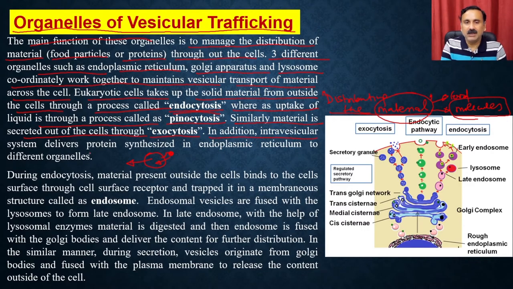In addition, the intracellular system delivers the proteins synthesized in the endoplasmic reticulum to the different organelles. Apart from these processes, where the cell receives material, if it is solid, it is called endocytosis. If it is liquid, it is called pinocytosis. And if it is a byproduct, it is called exocytosis. Apart from these three movements, you can also have the distribution of material to the different organelles.